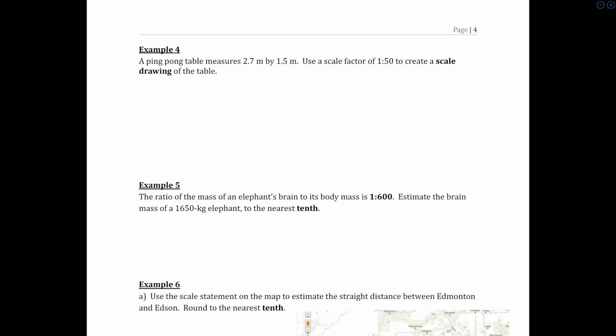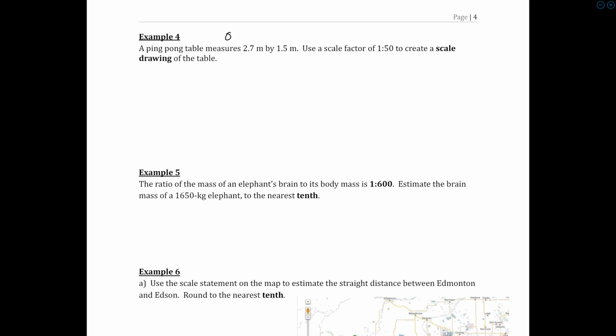So this is 2.7 meters. How many centimeters is that? Well, if I move the decimal over 2, that's 270 centimeters. 1.5 meters, that's 150 centimeters. Okay. And it asks for a scale factor of 1 to 50.